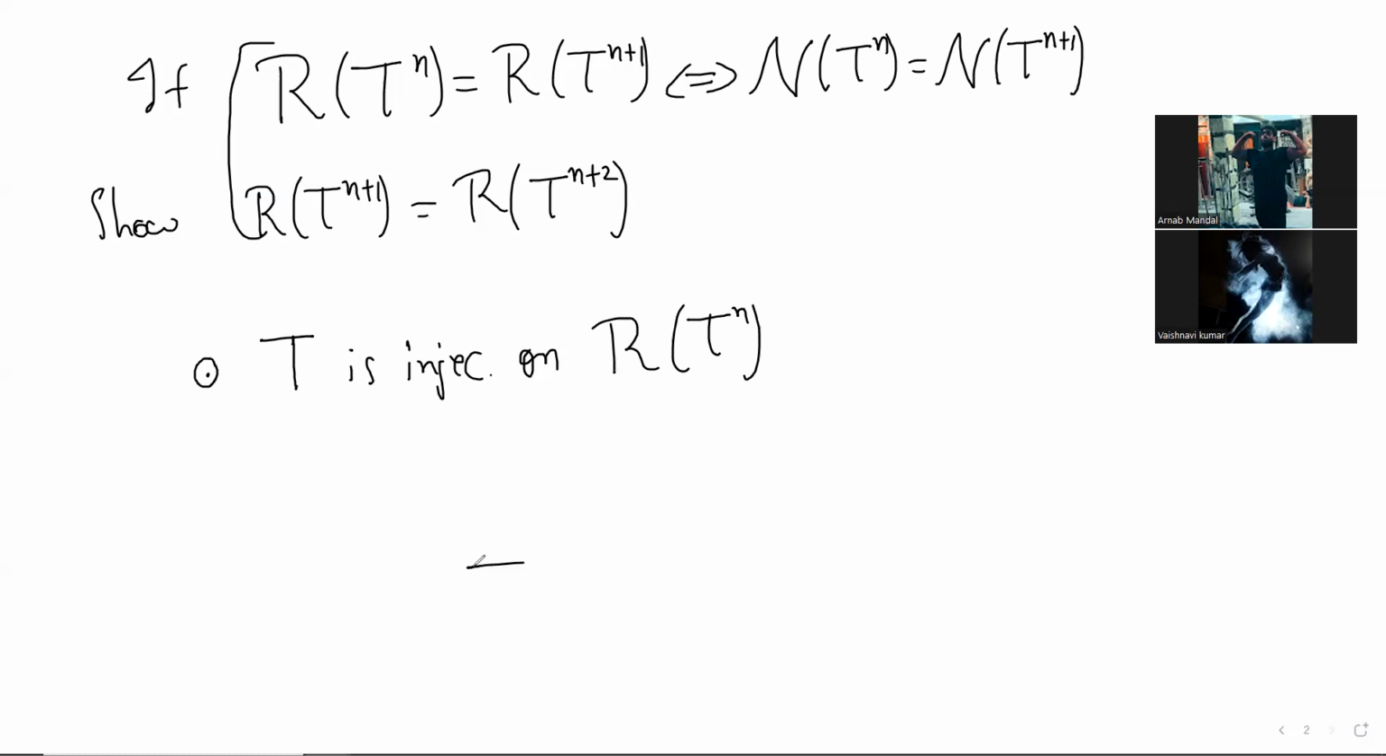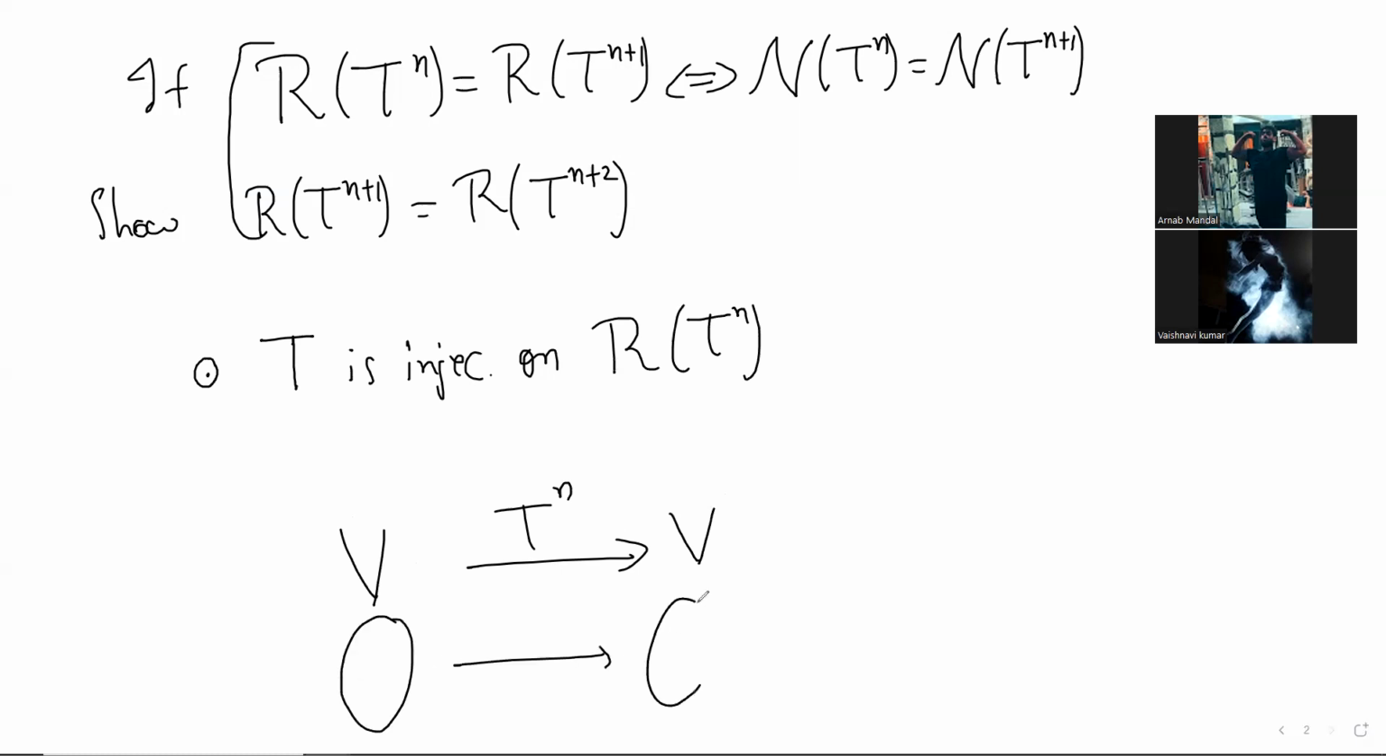Right. So you are just taking T to the power n, applying it. Just think of T to the power n as an operator, as one operator. So V to V, right? You go here and then you look at the image. So this is the image. And then you apply T again. And the range, that would be the range of T to the power n plus 1, but it doesn't decrease. It means that T is injective on this. Injective.